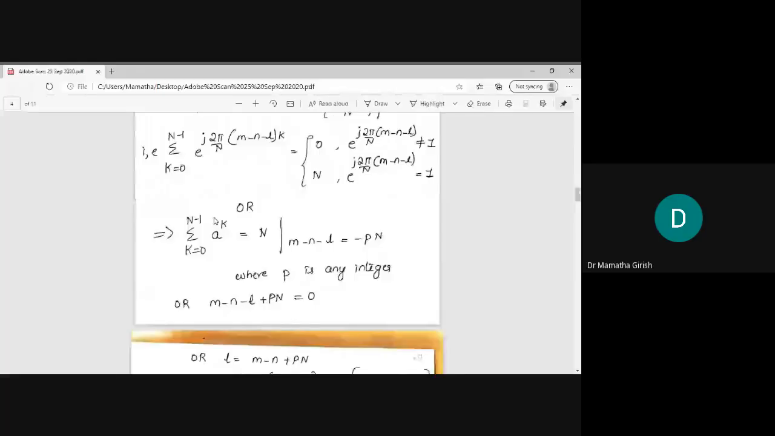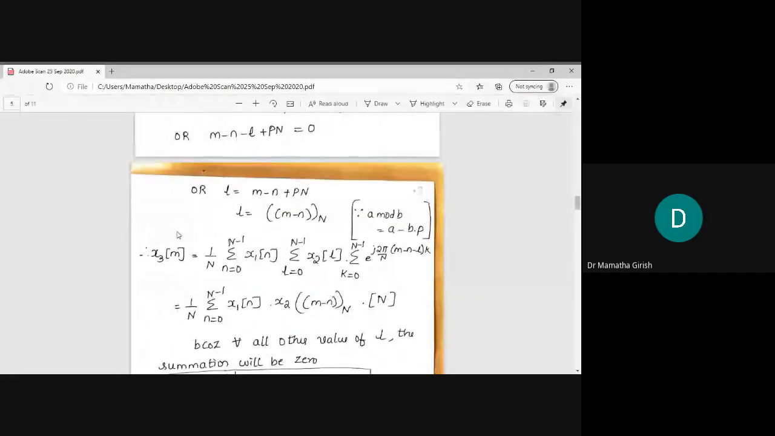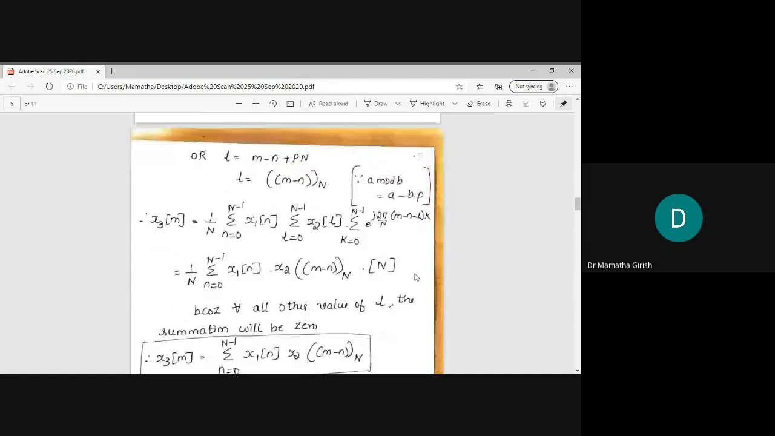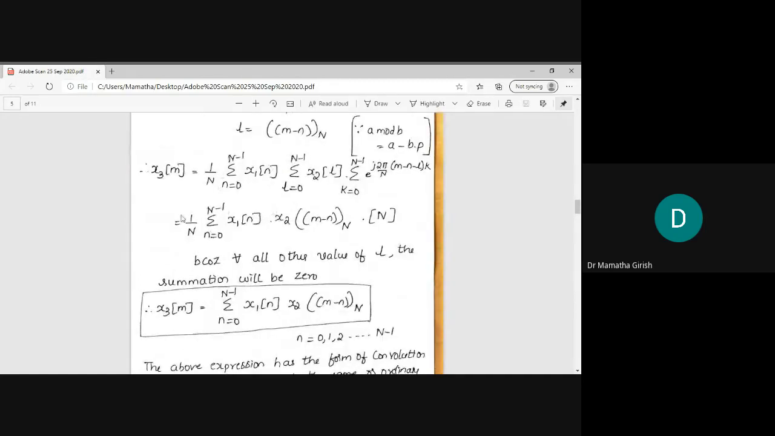Accordingly, what we get is x3 of m. See all these terms, I've rewritten the same equation for your convenience. The first three terms are as they are, no change. And the whole of the second term is replaced just by x2 of (m minus n) modulo n. I'm substituting the value of L as (m minus n) modulo n.